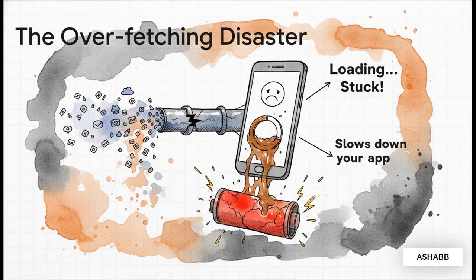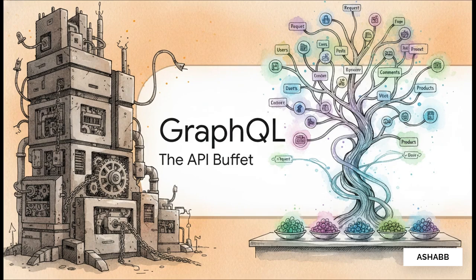And all that extra unwanted data creates a real cascade of problems. It burns through your user's mobile data, it forces the phone's processor to work way harder than it needs to, draining the battery, and yeah, it makes your app feel clunky and slow. There just had to be a better way. And that better way is GraphQL.